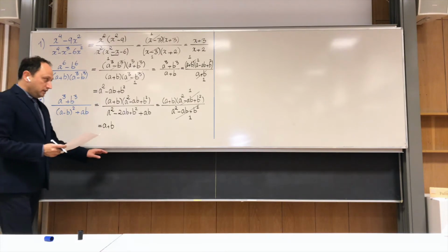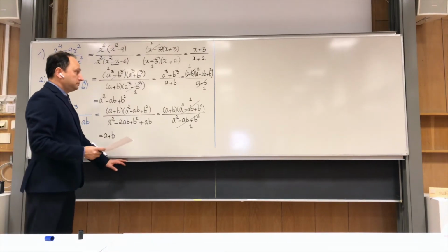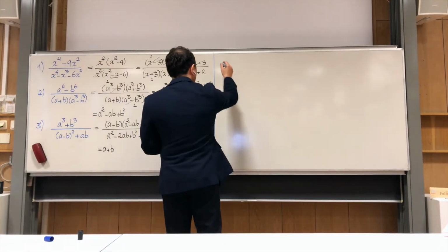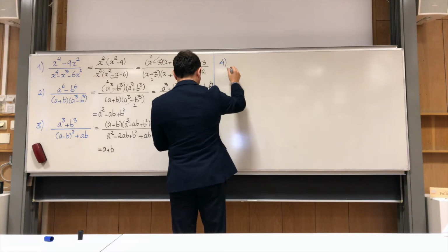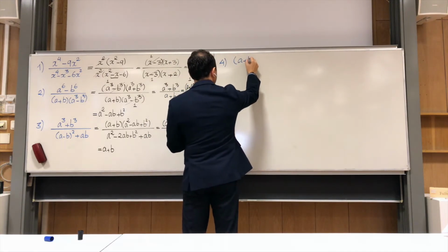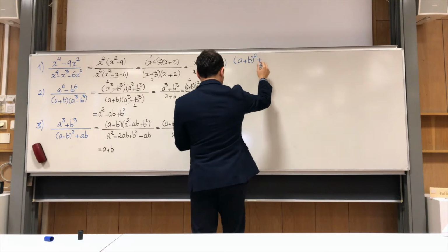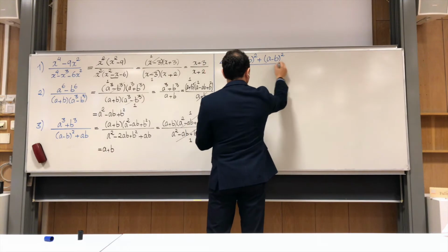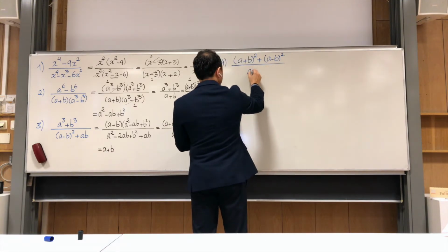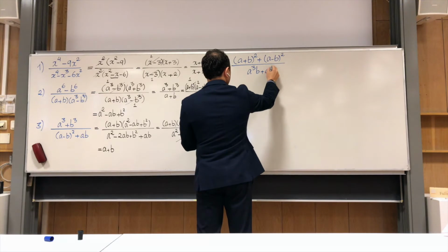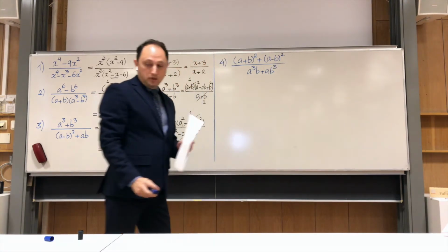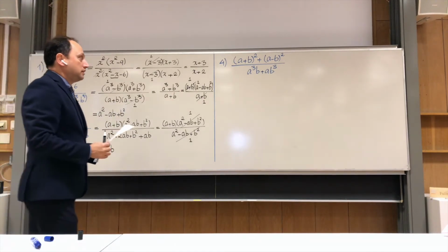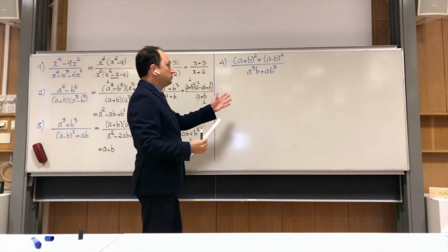Okay. Now, let us go to the next problem, number 4. I am supposed to simplify this expression, (a plus b) squared plus (a minus b) squared, divided by a cubed b plus ab cubed. If I want to simplify this, I need to write it as factors, both for the numerator and the denominator.